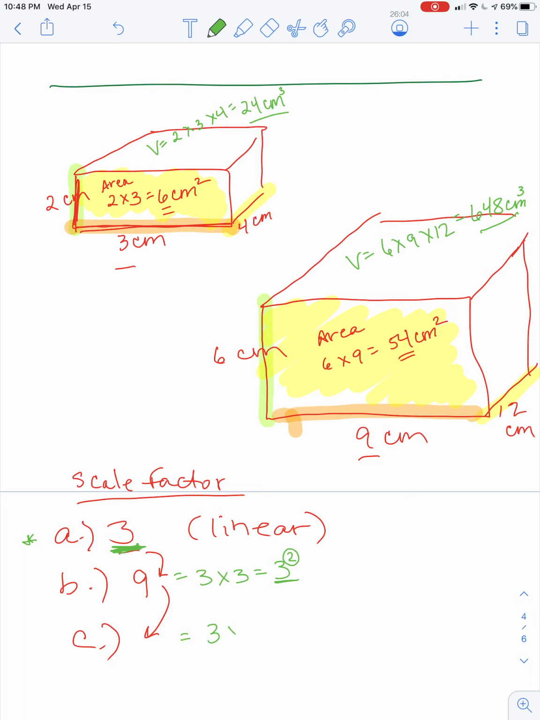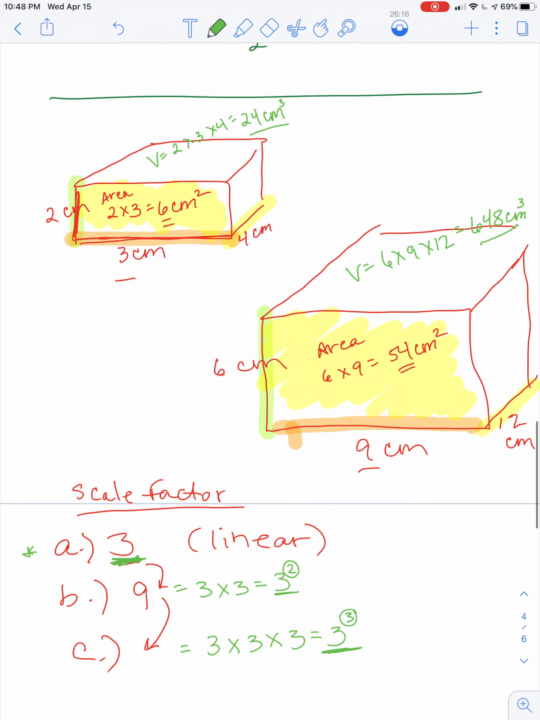I'm going to use the scale factor and I'm going to multiply it 3 times so that I have 3 to the 3rd power. That's what I use to figure out how many times larger the volume is on my larger rectangular prism. It is 27 times larger. How do I know that? Well, I'm going to take this 24 and multiply it by 27 and see if I get this right here. So down here, I'm just going to take 24 times 27.